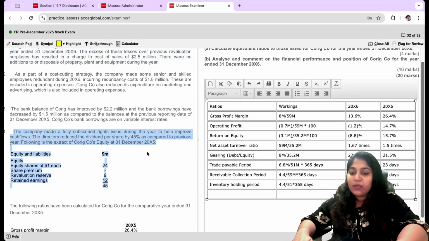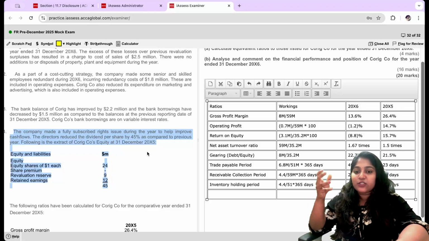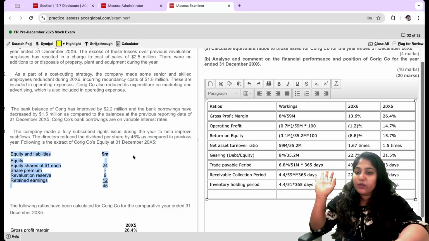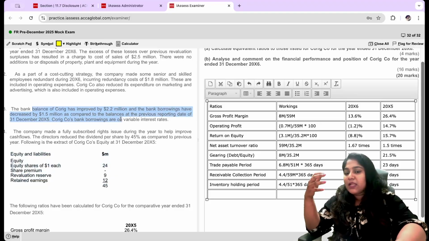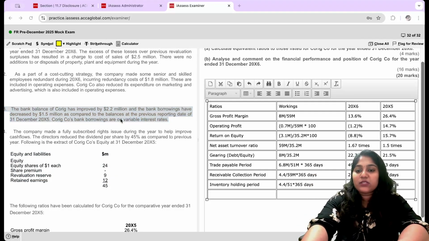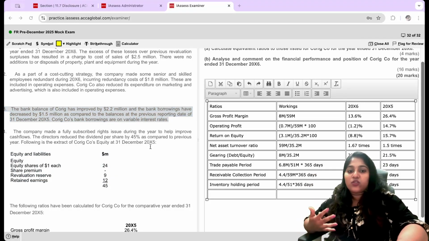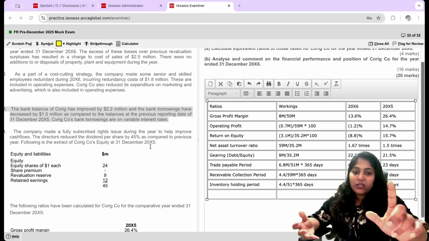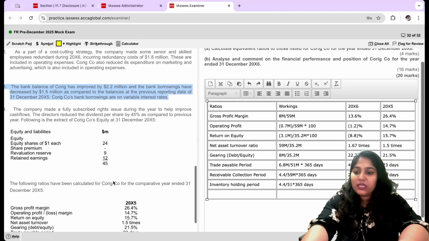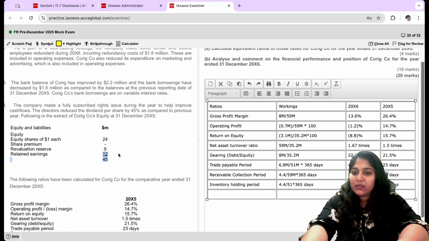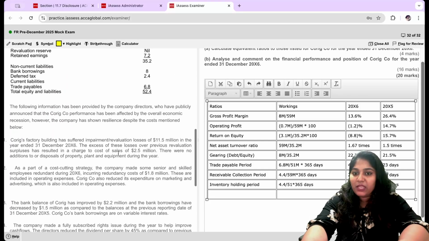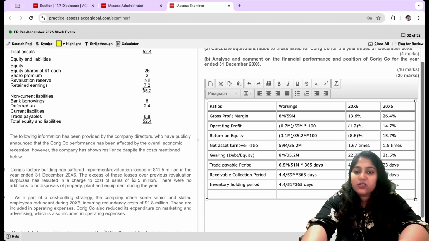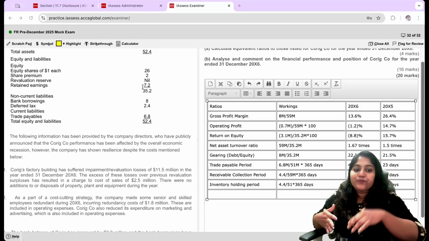The company made a fully subscribed rights issue during the year to help improve cash flows. The directors reduced the dividend per share by 45% compared to the previous year. That means we have reduced other cash outflows. That is maybe the reason my bank balance has improved. However, if you look at the movement in retained earnings, it was 12 million at 31st December X5, and here it is 7.2 million.